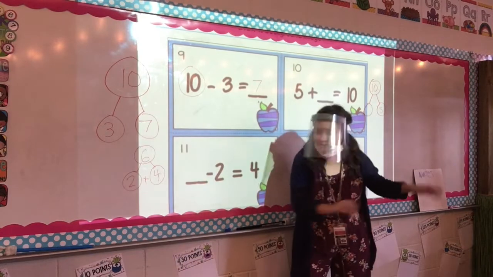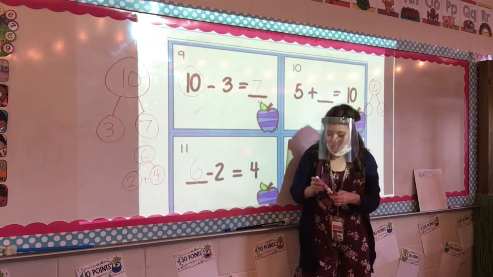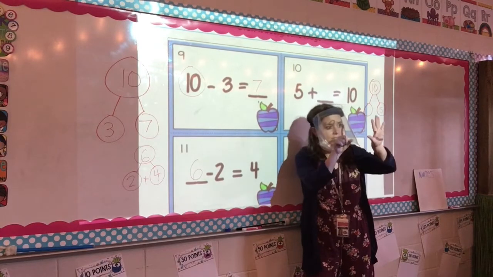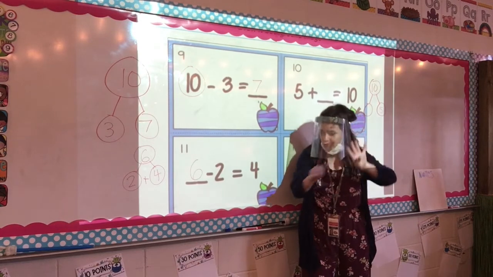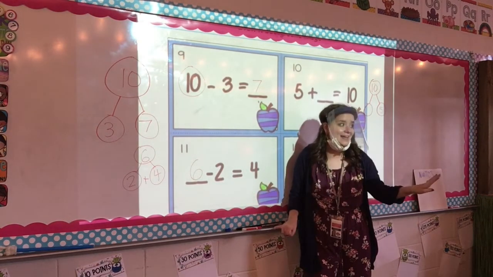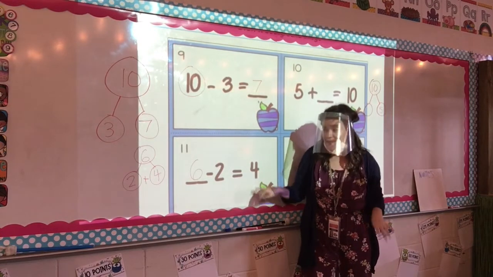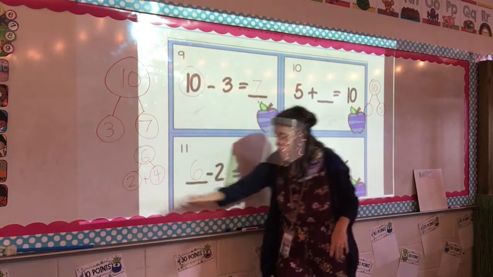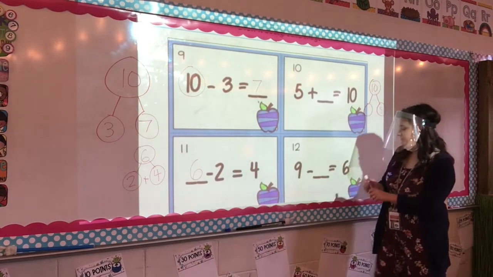Okay. Let's see if that fits. 6 minus 2. I'm not afraid to use my fingers. 6 minus 2. Take away 1, take away 2. Do I get 4? Yes. 6 minus 2 equals 4. This is when the number bond can help me, okay?